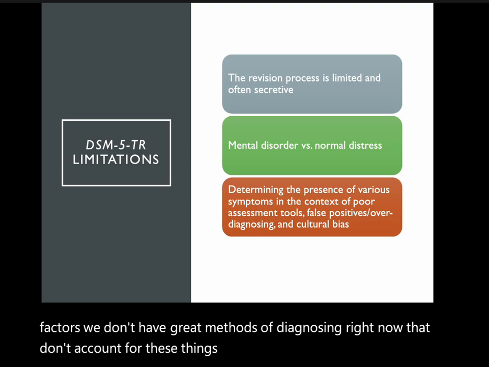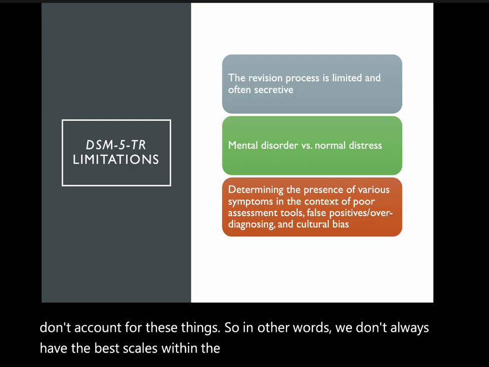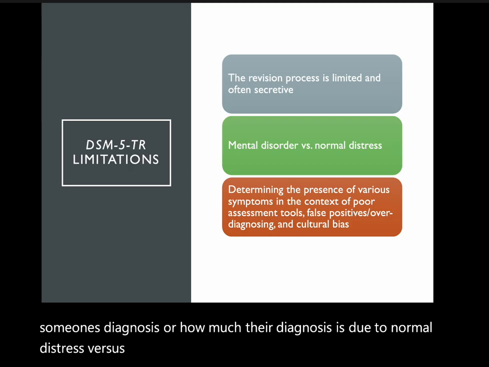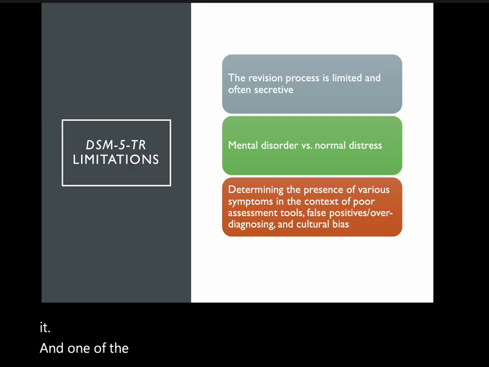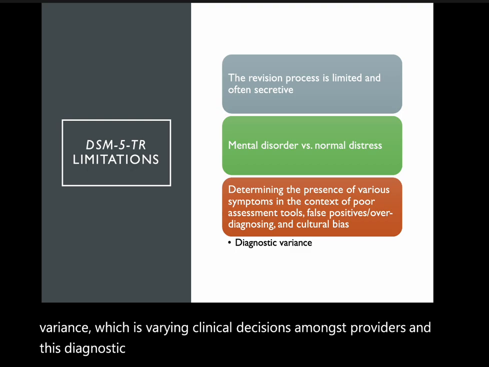So, in other words, we don't always have the best scales within the DSM to determine the degree of someone's diagnosis, or how much their diagnosis is due to normal distress versus a mental disorder, or how much culture plays into it. And one of the particular ways that this shows up is in diagnostic variance, which is varying clinical decisions amongst providers. And this diagnostic variation is common during the diagnosis process.